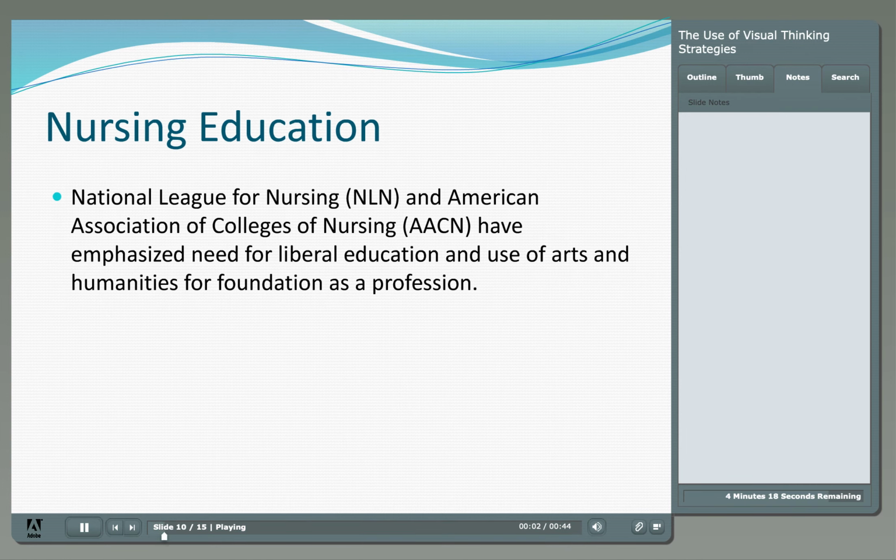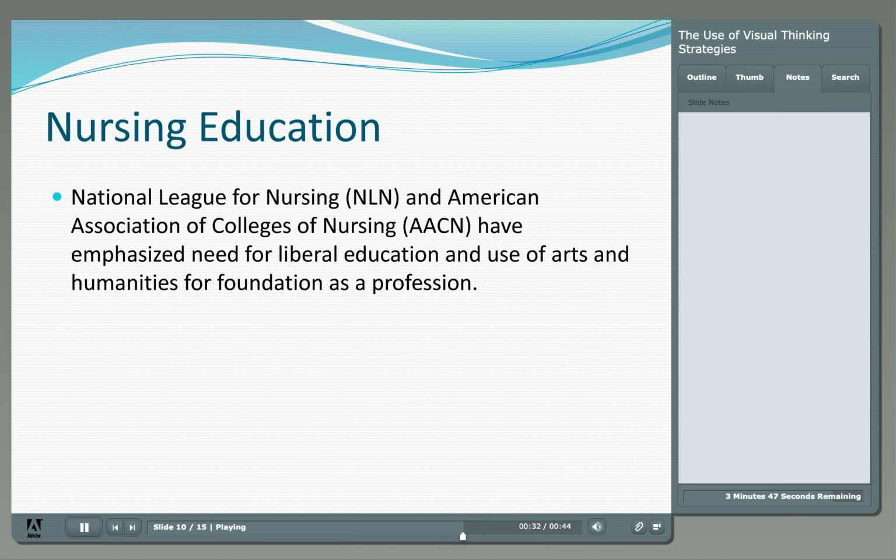The National League for Nurses and the American Association of Colleges of Nursing have emphasized the need for liberal education and use of arts and humanities for foundation as a profession. In their 2010 book, Educating Nurses, A Call for Radical Transformation, Pat Banner, Molly Sipfin, Victoria Leonard, and Lisa Day call for nurse educators to provide students with innovative educational opportunities that incorporate creativity and imagination, that enhance personal growth and broaden their range of experiences.